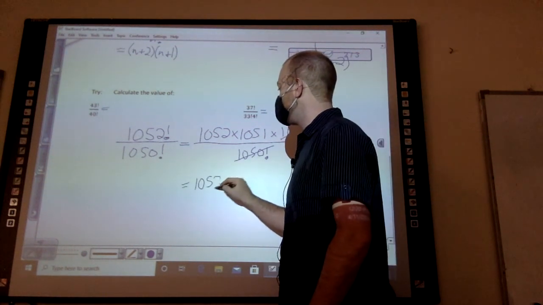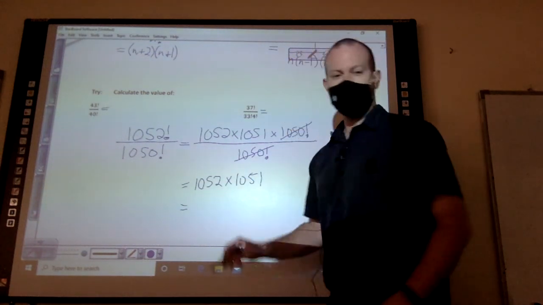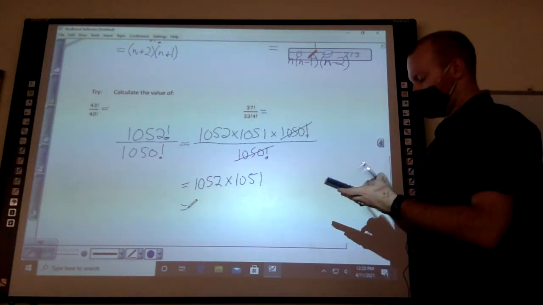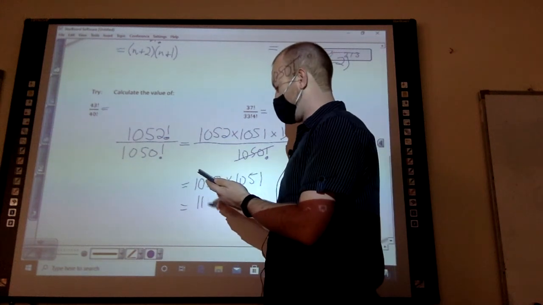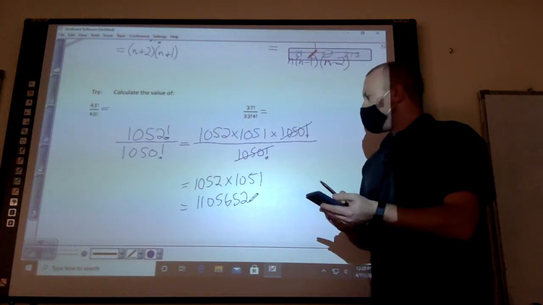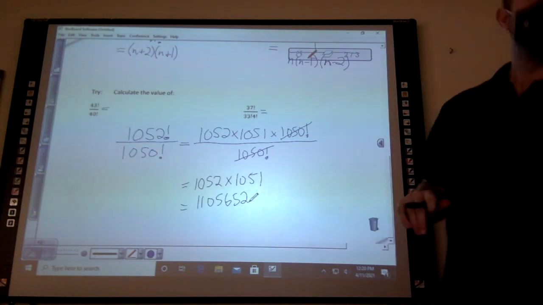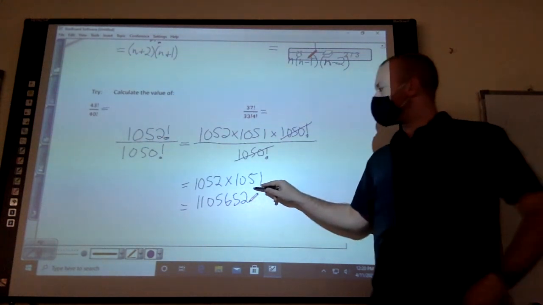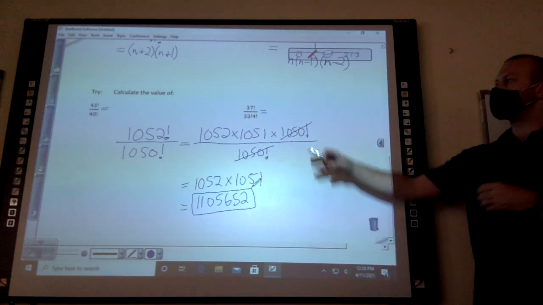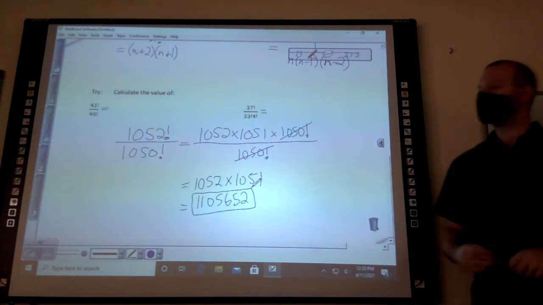Just 1052 times 1051, which is 1,105,652. So this strategy is also going to work on numbers as well. Because on the test, I will give you something like this, where I give you a number that won't work to put into the calculator, so you'll need to know that strategy.